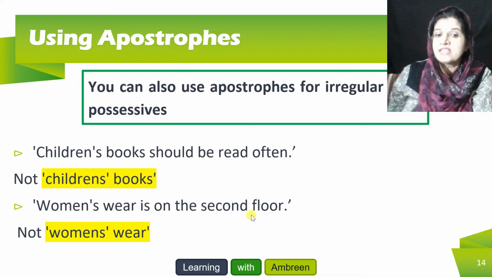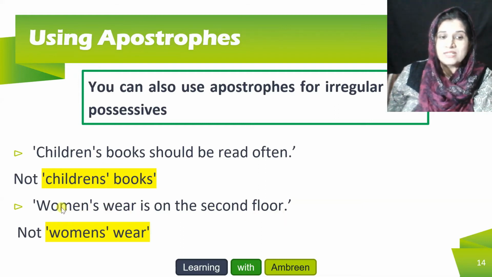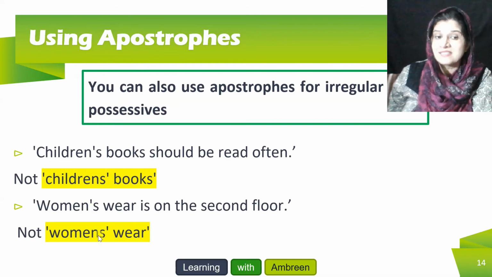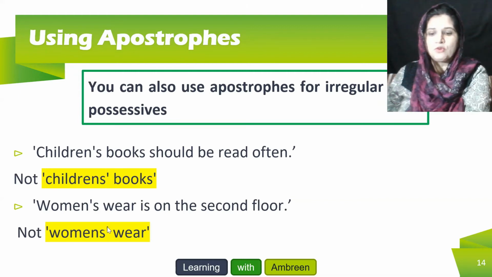Similarly, women's wear is on the second floor. So here you can see after women you are going to add apostrophe s. It should not be like this, s apostrophe. Make it clear. That's a mistake, right? Let's move.